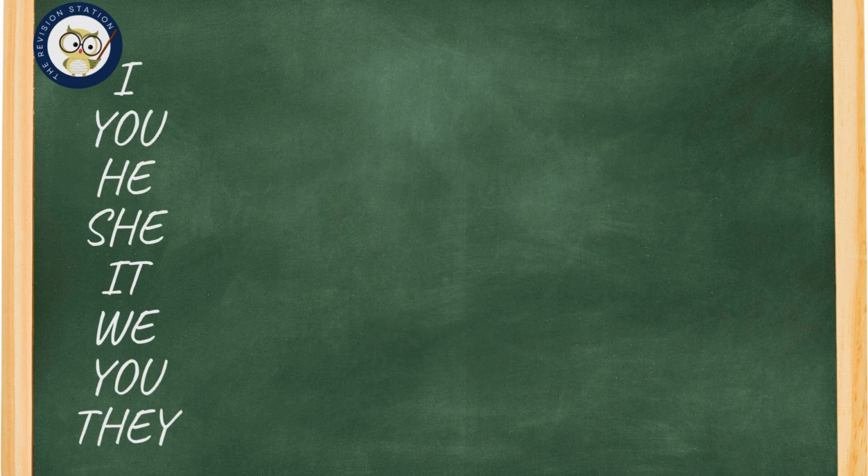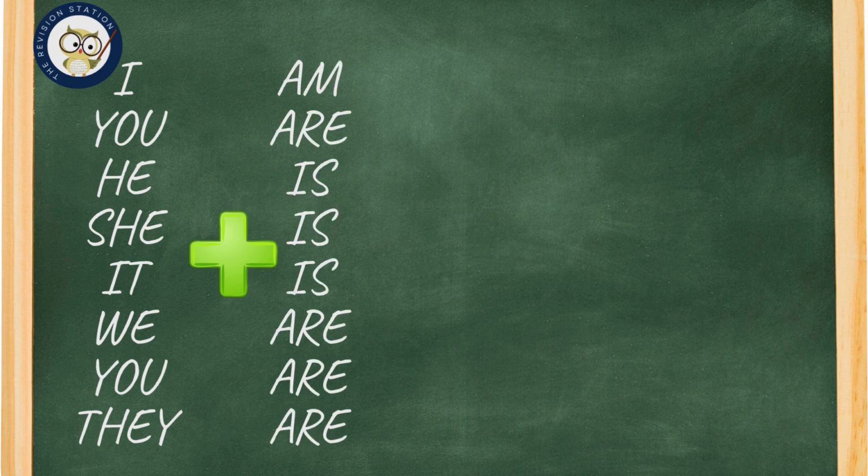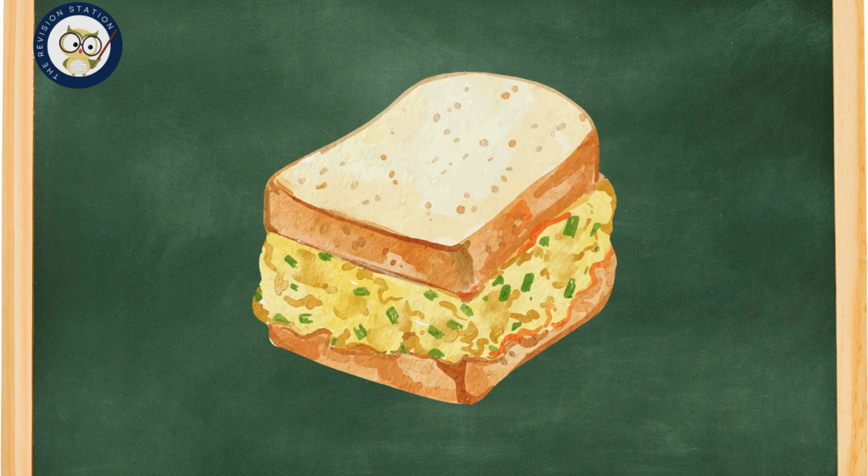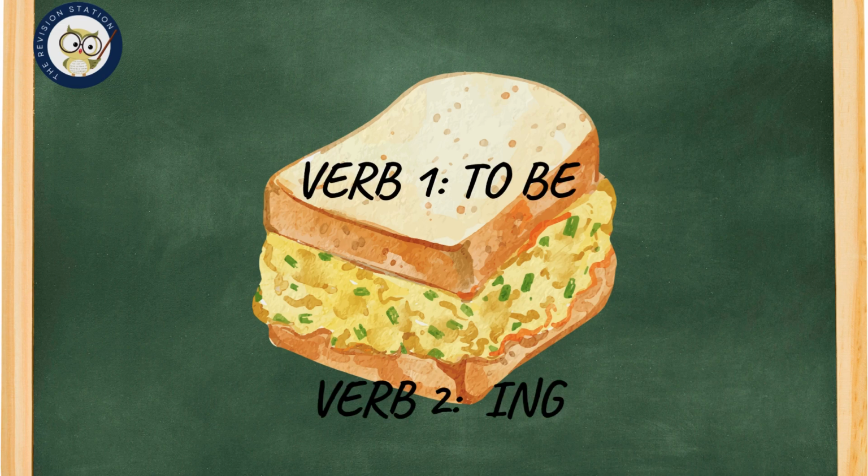First, we need a subject. Then we add our helping verb to be in the present tense. Then the word not. This is our negative. And then we add our verb with ing. So it's kind of like a sandwich with the two verbs, to be and the ing, as your bread and the not in the middle.